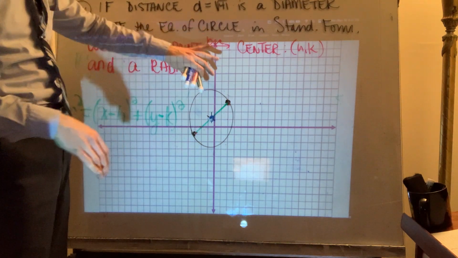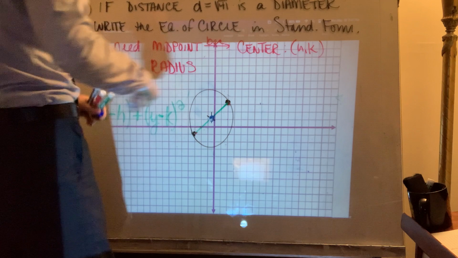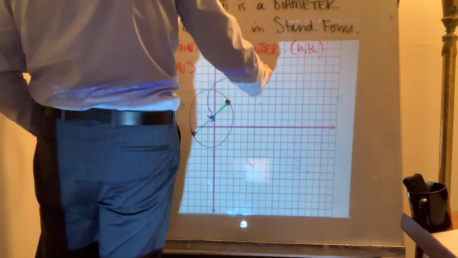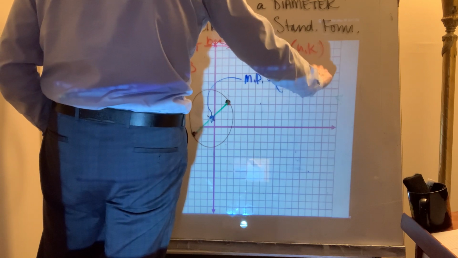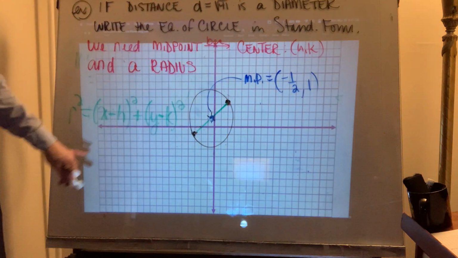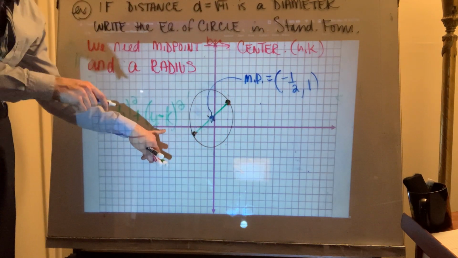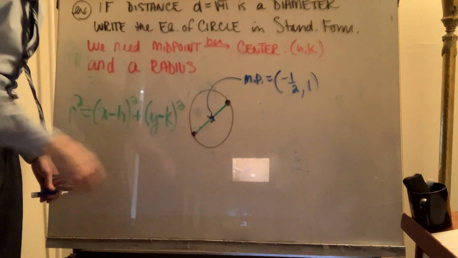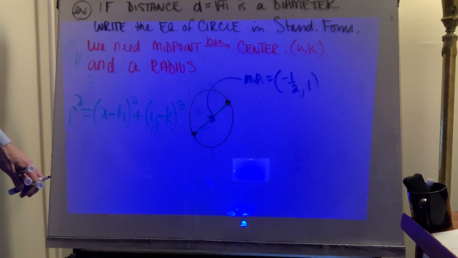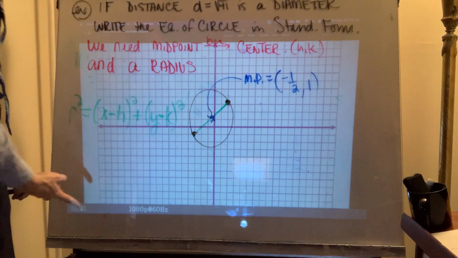We already calculated the midpoint, right? In this case, the midpoint was negative a half, comma 1. So you can go ahead and put that in place of h and k immediately, right? In this case, because you're not dealing with 2 points, you're just dealing with the midpoint. All right? Don't go to sleep, please. I'm not that boring. All right?